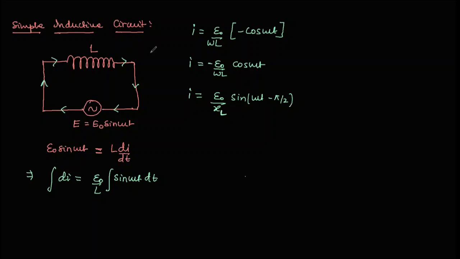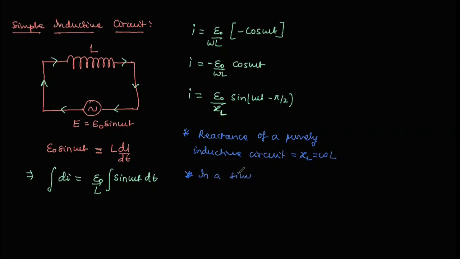So from here on comparison, I can say that the reactance of a purely inductive circuit is equal to omega L, and in a simple inductive circuit, current lags EMF by pi by 2, or the phase factor is minus pi by 2.